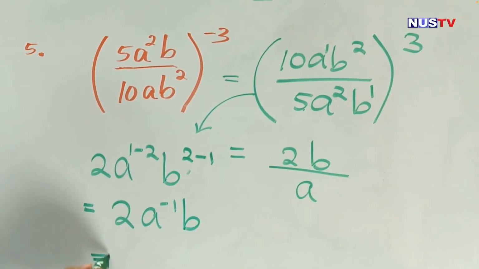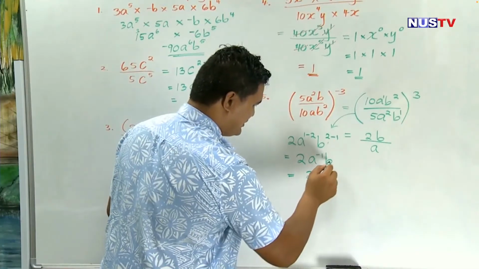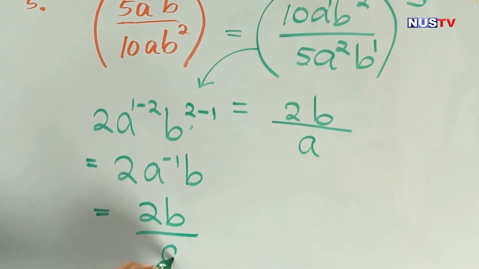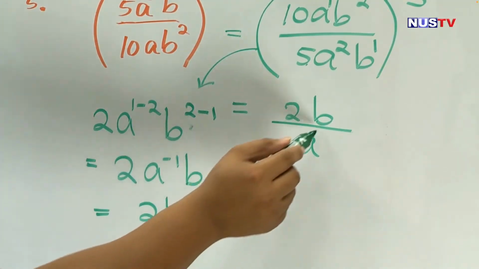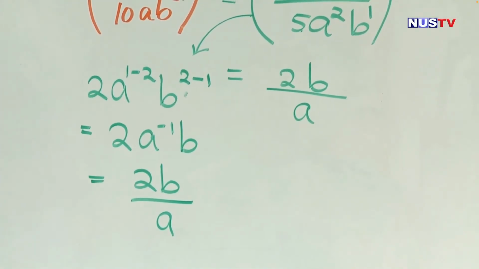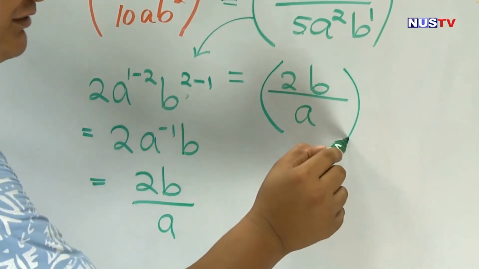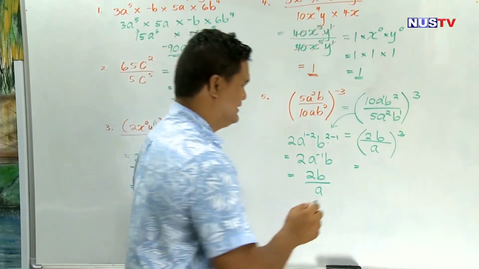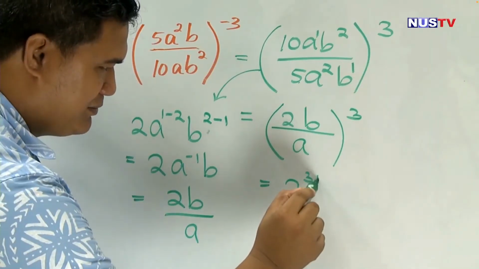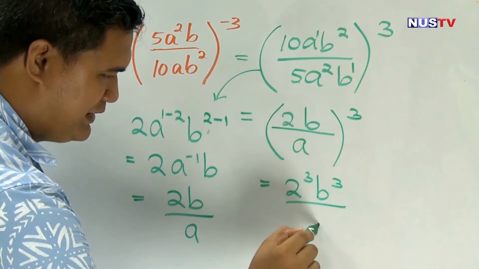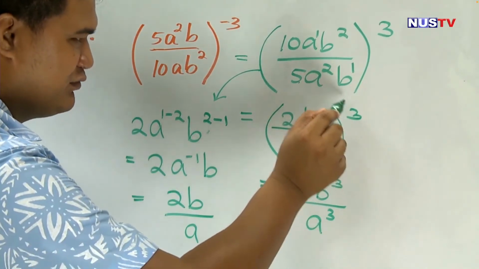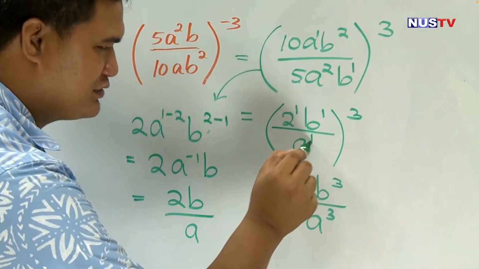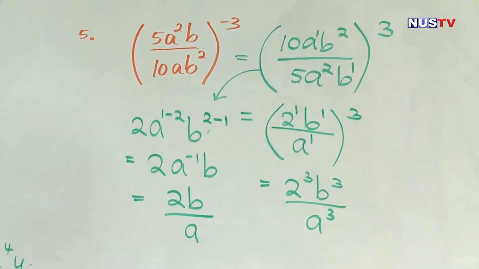So another way of writing this one, we have 2b here, and we're going to bring a to the power of -1 to the bottom. So that's why we have 2b over a as reflected here. So all of that will be raised to a power of 3. Going through the same case, we have 2 to the power of 3, b to the power of 3 over a to the power of 3. So this 3 will multiply by this power of 1, multiply by another power of 1 here, and also another power of 1 in our denominator.